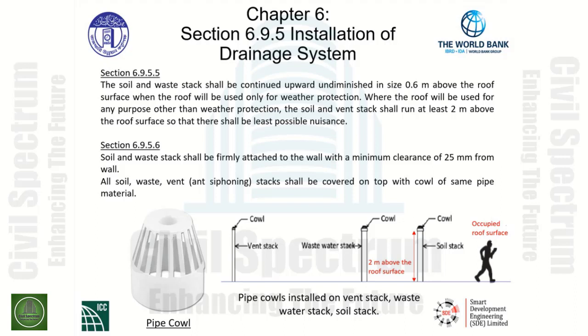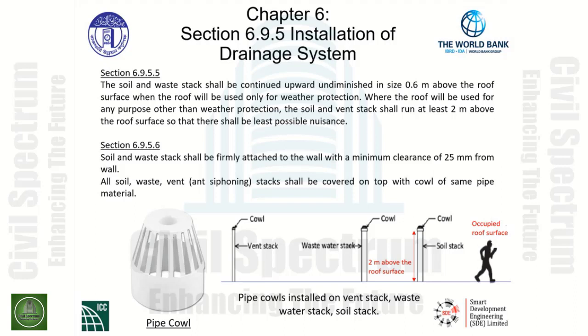Section 6.9.5.6, soil and waste stack shall be firmly attached to the wall with a minimum clearance of 25 millimeters from the wall. All soil, waste, vent stack shall be covered on the top with cowl of same pipe material.